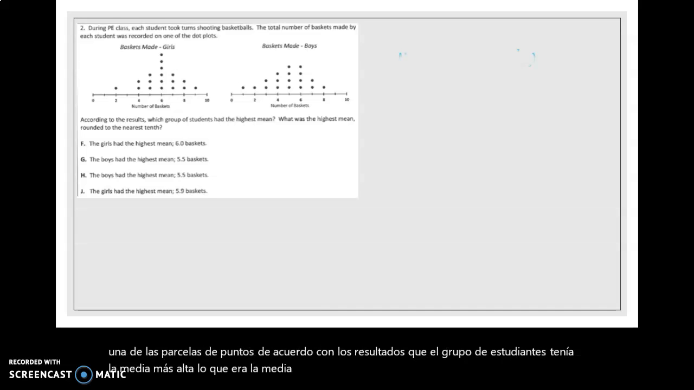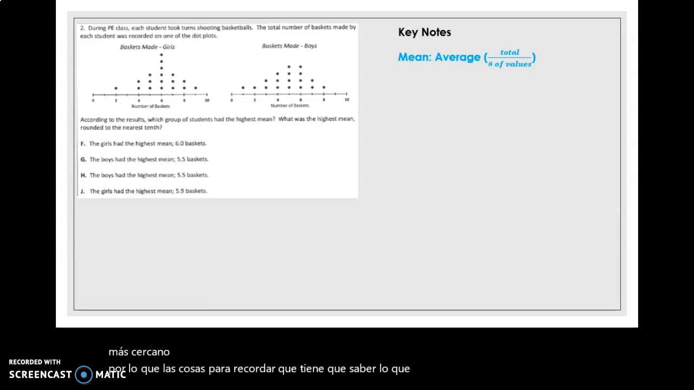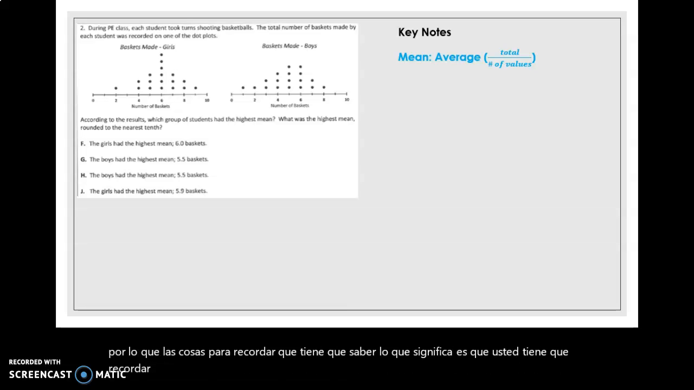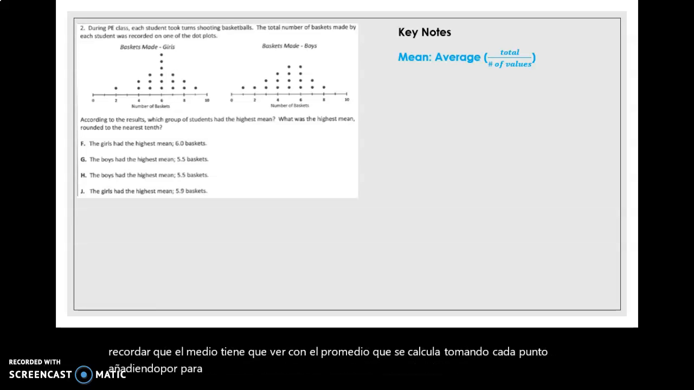Okay, so things to remember. You have to know what mean is. Mean has to do with the average, which is calculated by taking each dot, adding them all together to get a total, and then dividing it by the number of dots per section.